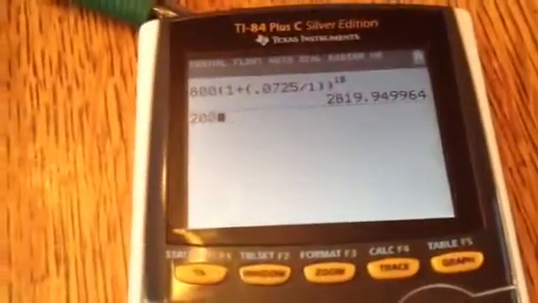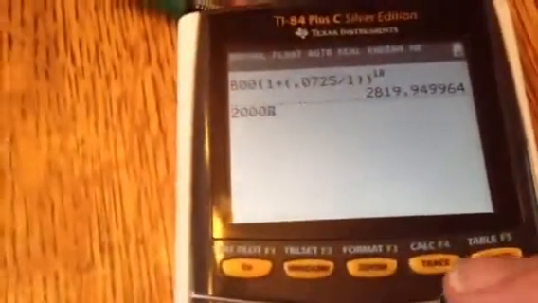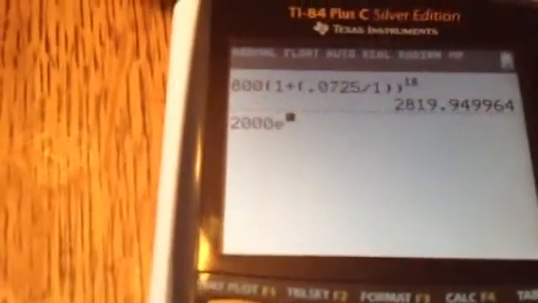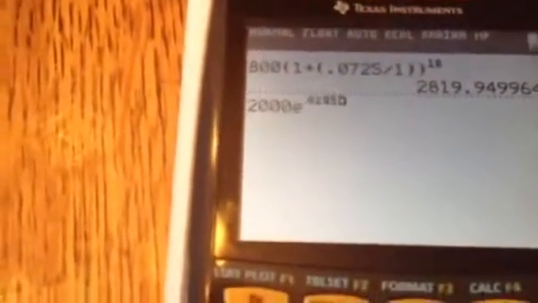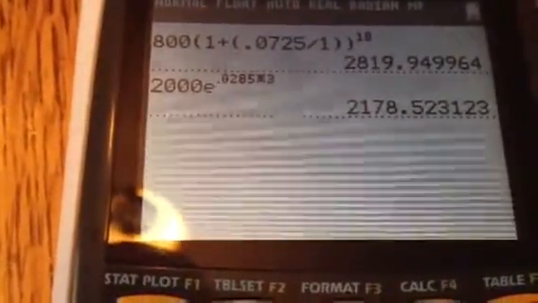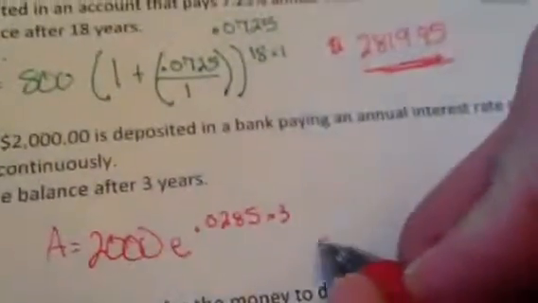So again, just go back to your calculator, 2,000, hit second ln. Your exponent automatically is built in with parentheses, and on the graphing calculators, it might raise it depending again on your operating system. Hit enter, and there we go, $2,178.52. So again, money, we're going to round to the nearest cent.